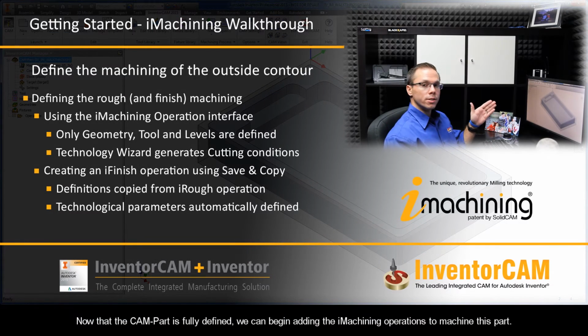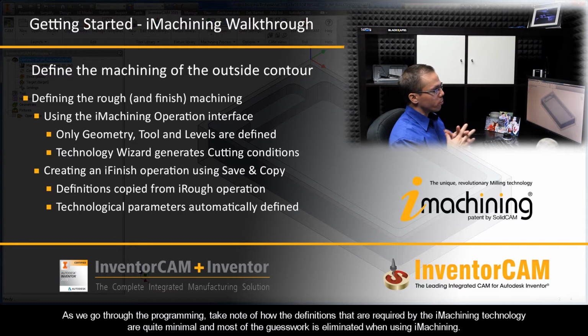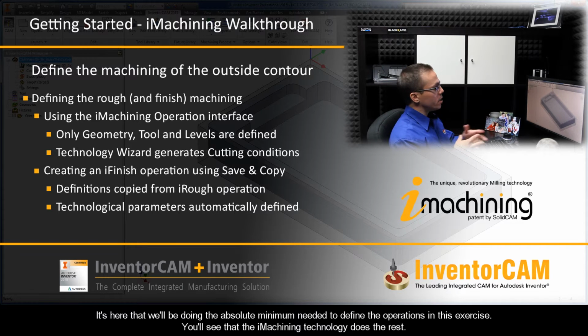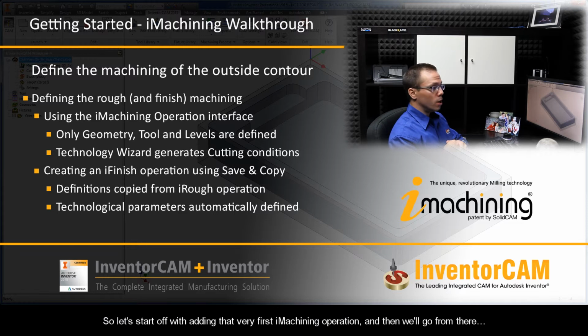Now that the CAM part is fully defined, we can begin adding the iMachining operations to machine this part. As we go through the programming, take note of how the definitions required by the iMachining technology are quite minimal, and most of the guesswork is eliminated when using iMachining. It's here that we'll be doing the absolute minimum needed to define the operations in this exercise. You'll see that the iMachining technology does the rest for you. So let's start off with adding that very first iMachining operation, and then we'll go from there.